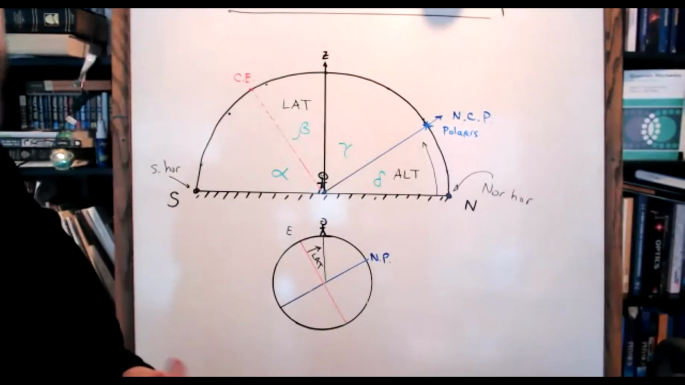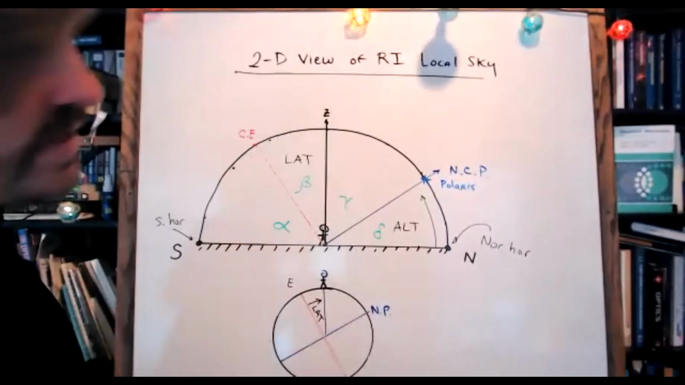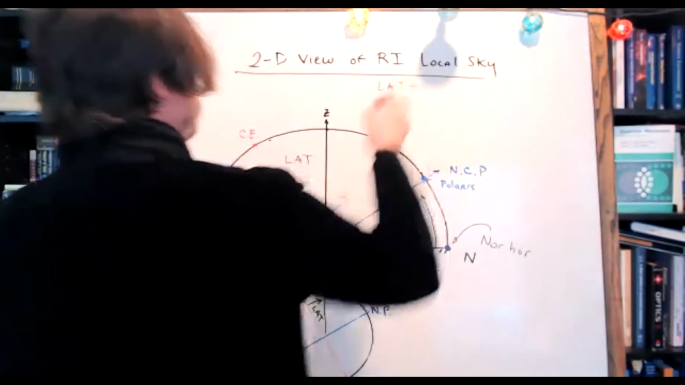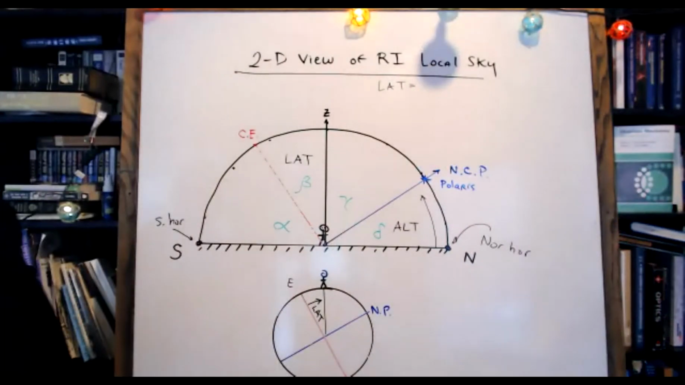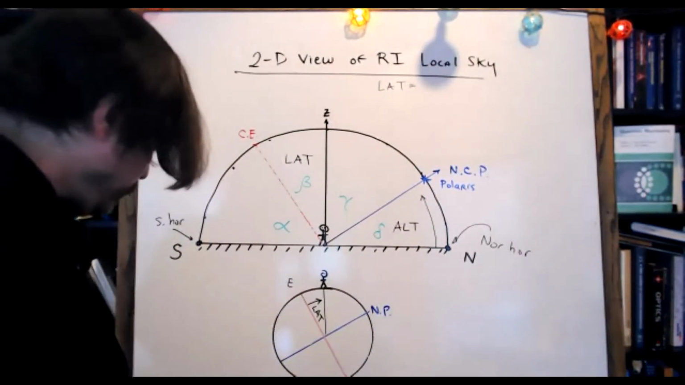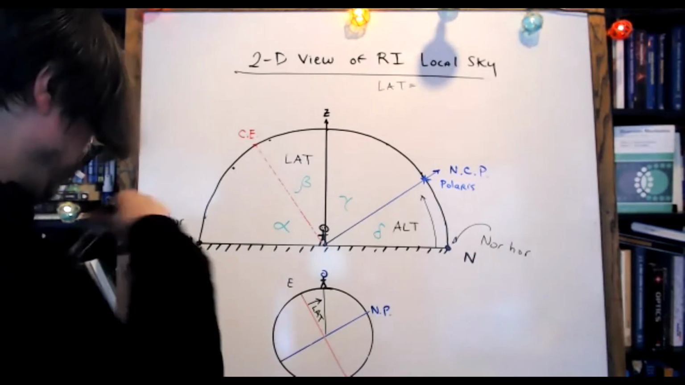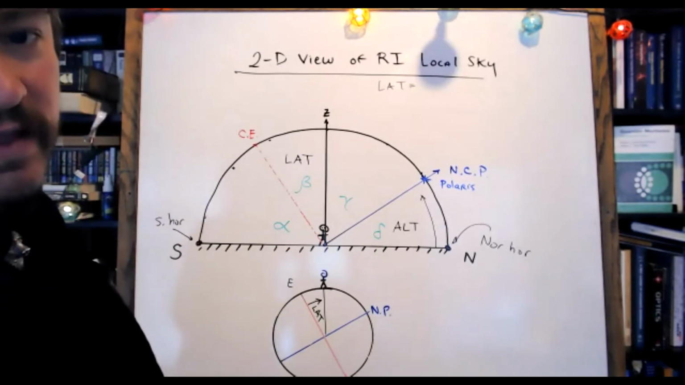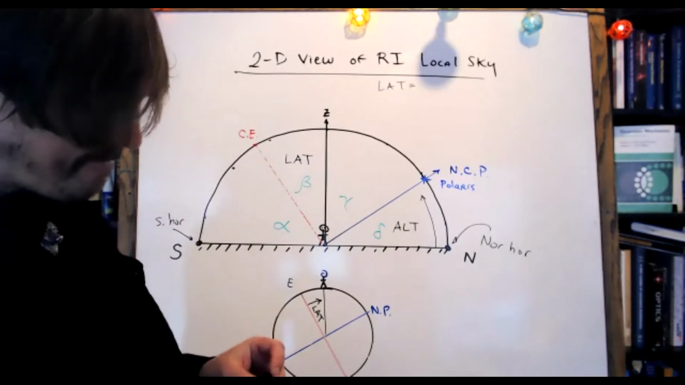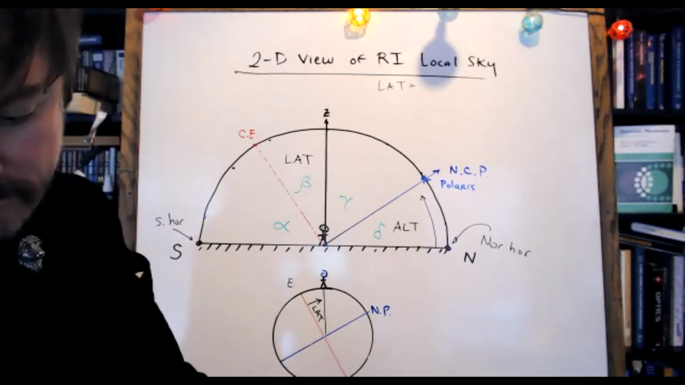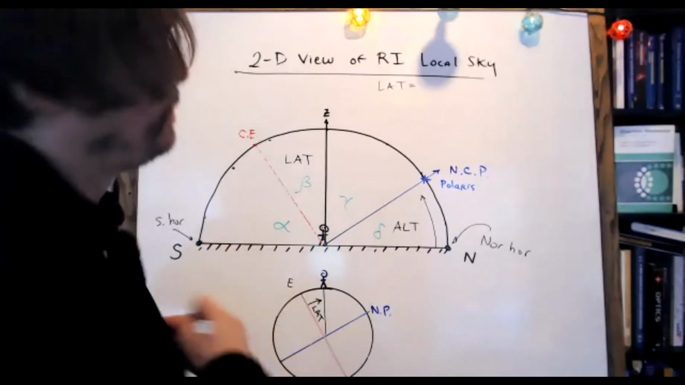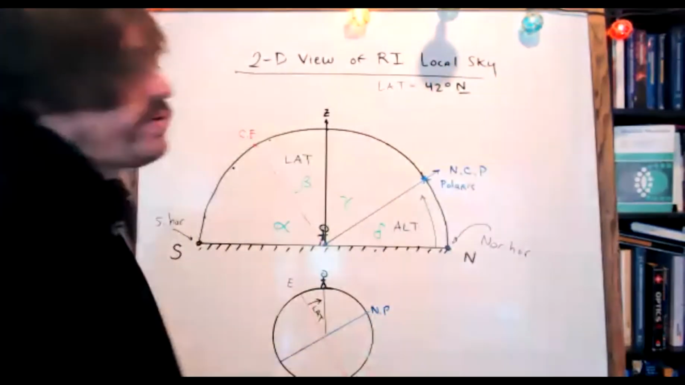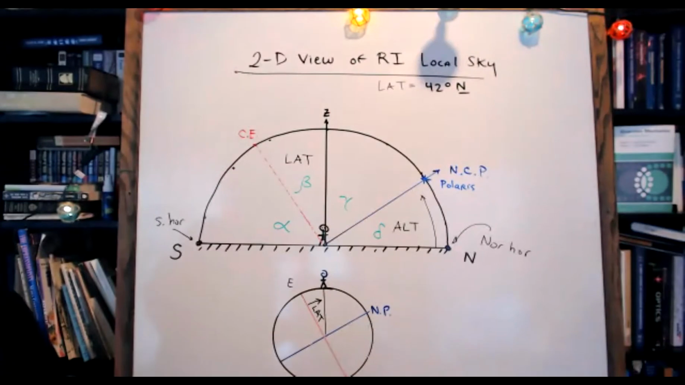Good. Now, remember that we drew this diagram for a Rhode Island local sky. What is the latitude of Rhode Island? I taught you that last time. Come on, guys. Latitude of Providence, Rhode Island. The latitude is 42 degrees. North. Oh, sorry. You've got to say north so I don't confuse it with 42 degrees south, right?